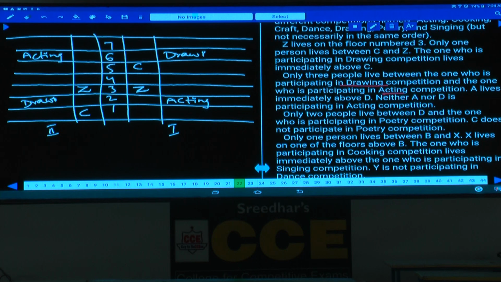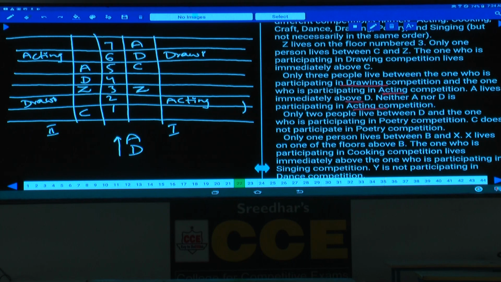And A lives immediately above D. Where is A? A is immediately above D. As A lives immediately above D, neither A nor D is participating in acting competition. Hence A and D cannot be in this place. As A and D cannot be in this place, A is here and D is here. And neither A nor D is participating in acting, hence A and D must be here in case 2. Isn't it? Then, neither A nor D is participating in acting competition.